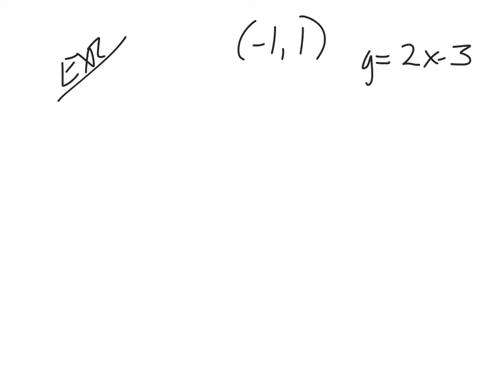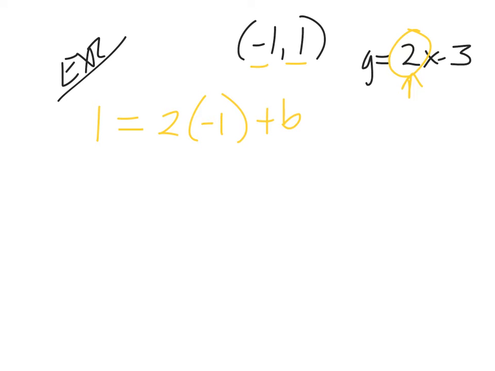Let's look at example 2. Write an equation of the line passing through the point negative 1, 1 that is parallel to the equation y equals 2x minus 3. What do we know about parallel equations? They have to have the same slope. So my new equation, I already know the slope, right? So all I need to find out is the y-intercept. So I just plug in this where my x and y are. So y equals 2 times negative 1 plus b. Now I can solve for b.